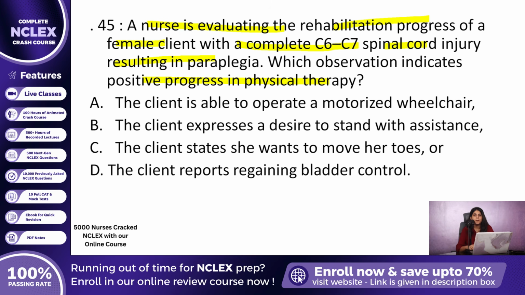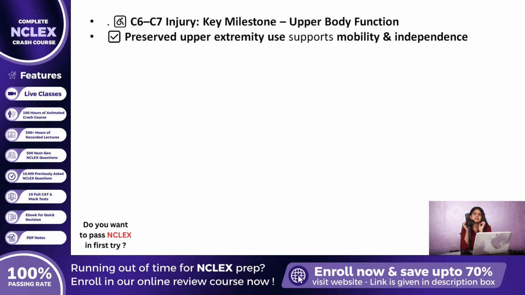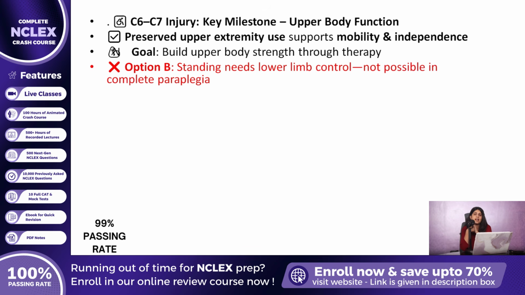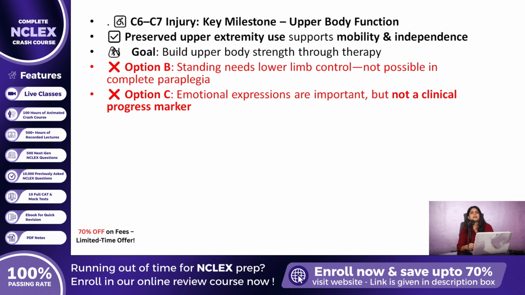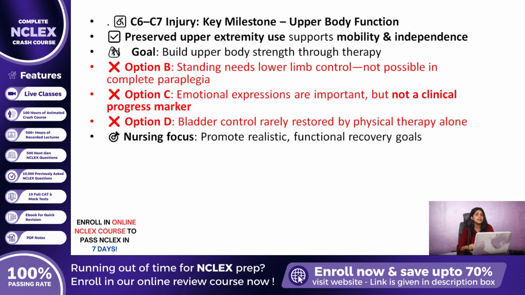The correct answer is option A. The client is able to operate a motorized wheelchair. This finding demonstrates preserved upper extremity function and is a key milestone in promoting mobility and independence at the C6 to C7 level. Option B is incorrect because standing requires lower limb control, which is absent in complete paraplegia. Option C, though emotionally valid, is not clinically meaningful for progress assessment. Option D is incorrect as bladder control is not typically influenced by physical therapy alone. The nursing focus here is building upper body strength and setting achievable goals for independence.